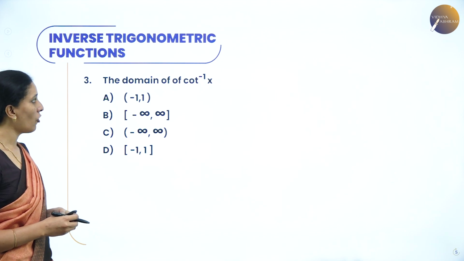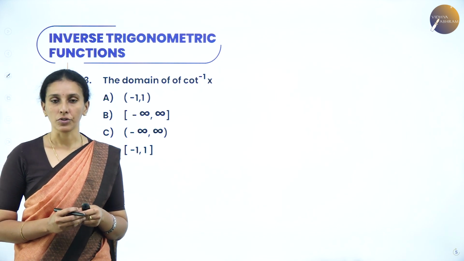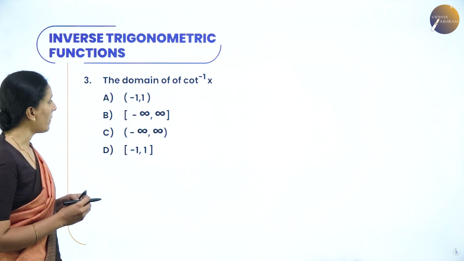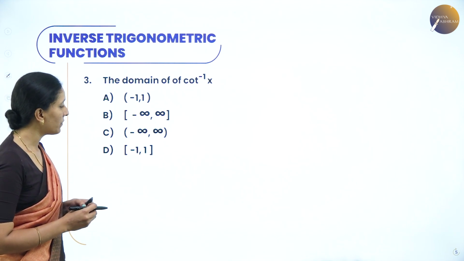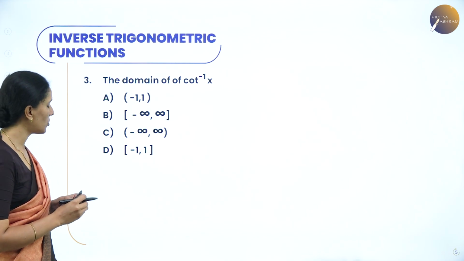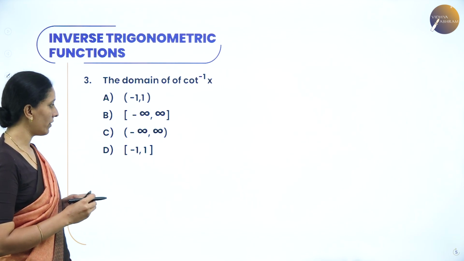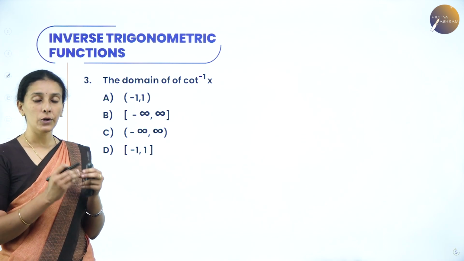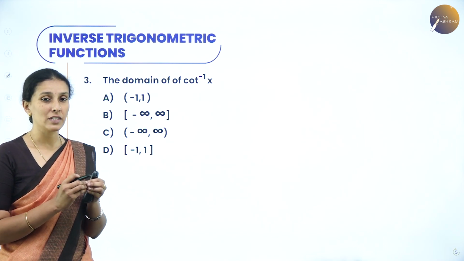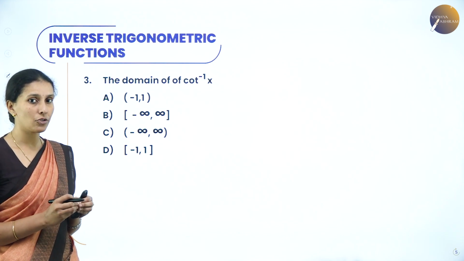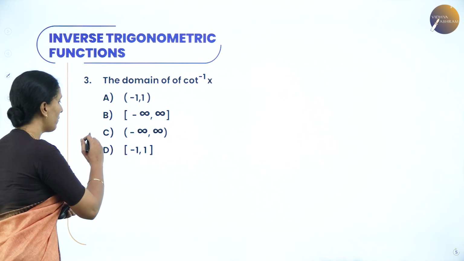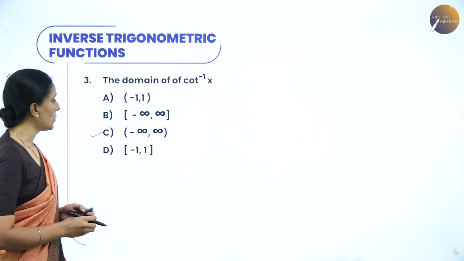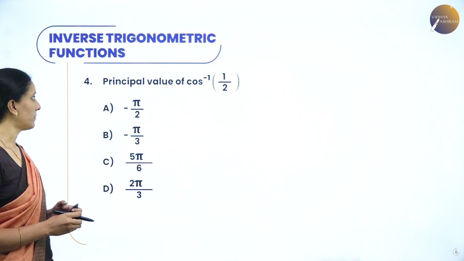Next, the domain of cot inverse function. Whether it is from minus 1 to 1, minus infinity to infinity with closed interval, minus infinity to infinity open interval, or minus 1 to 1. We know that the domain of cot inverse function is the set of real numbers, and the set of real numbers is denoted with an open interval minus infinity to plus infinity. So option C is the correct answer.